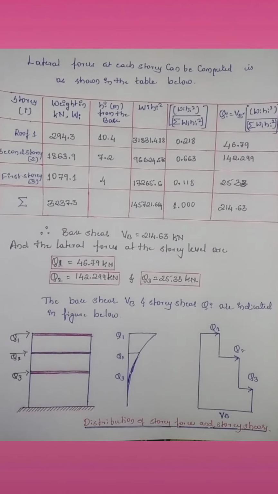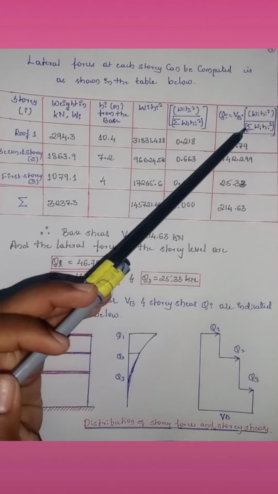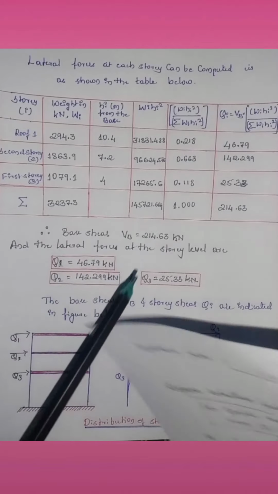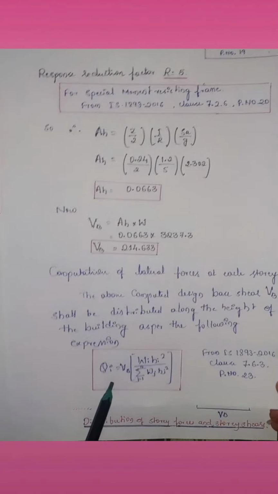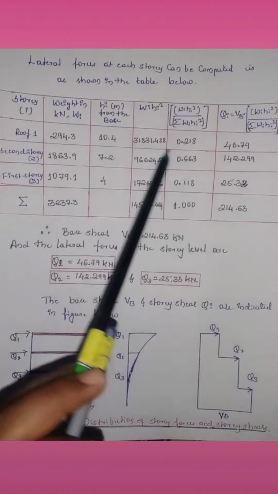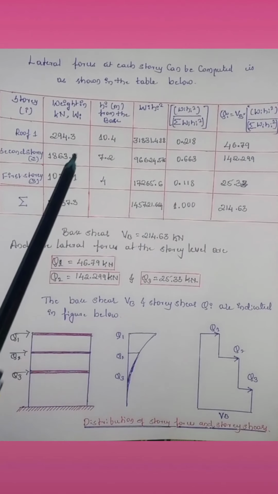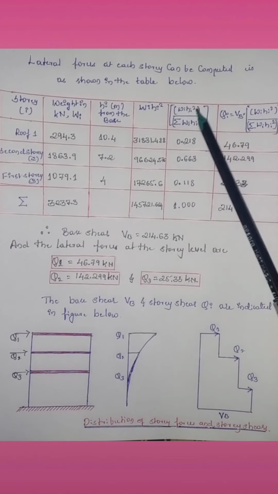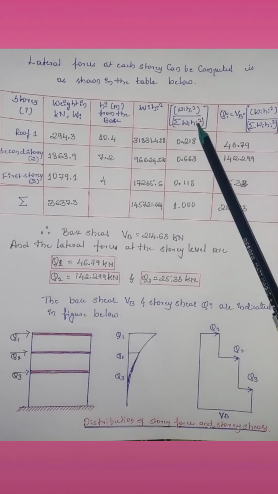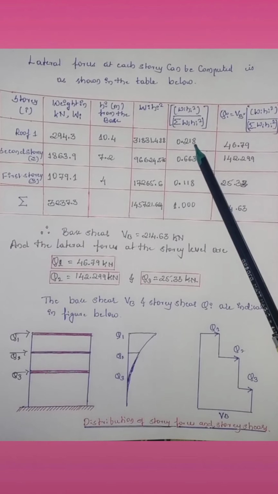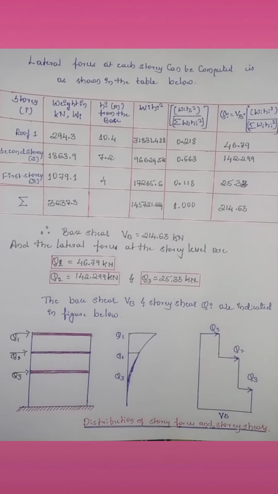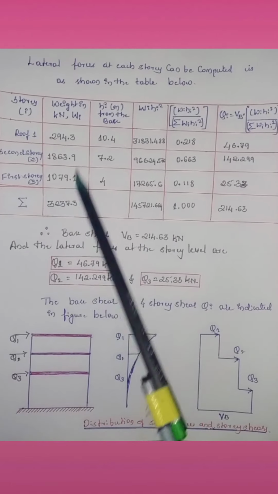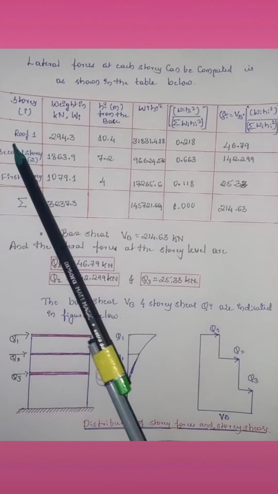Bracket complete. This particular expression I have shown you here. To get this particular expression, we have to find out these many things. First, we need to find out this value Wi hi square divided by summation of Wi hi square, and then multiply it by Vb, and we will get this. Here I'll explain one by one. I'll try to explain it very clearly.